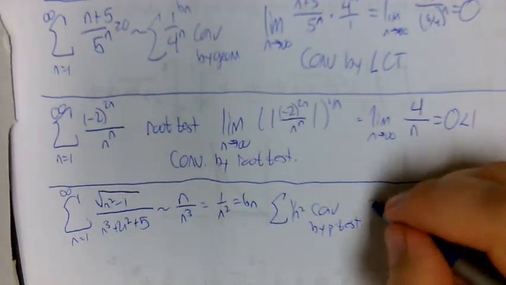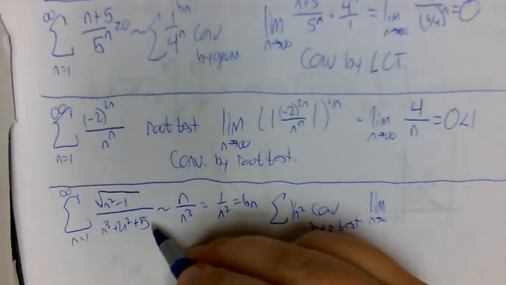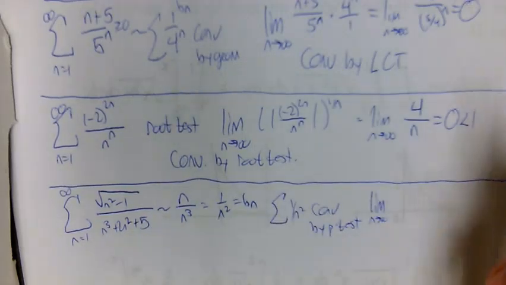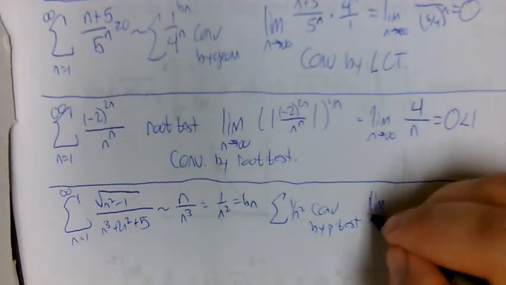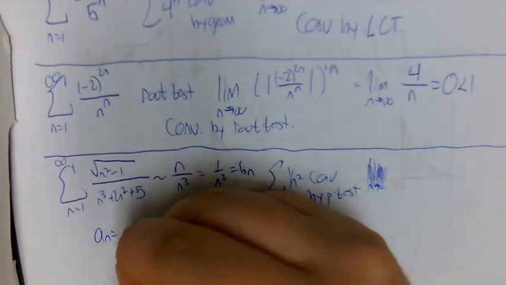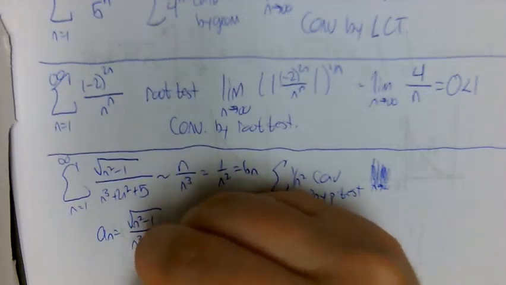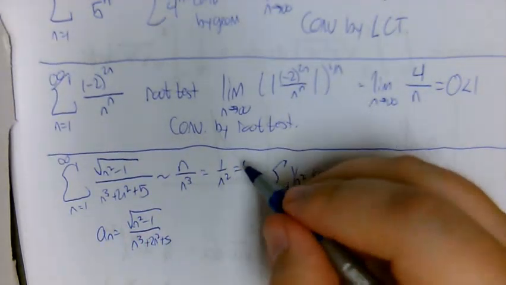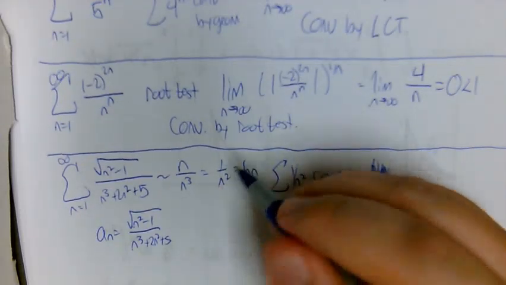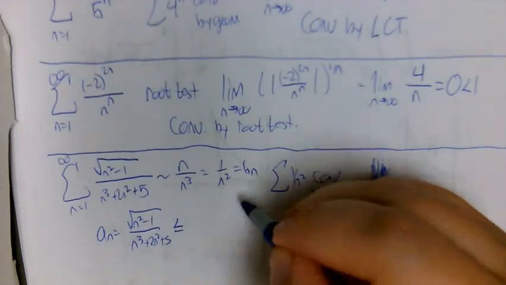Let's do a good old limit comparison here. I think this one we could have done direct comparison as well. Actually, let's do direct comparison just for a change of scene here. We've done limit comparison a lot. So my an is the square root of n squared minus 1 over n cubed plus 2n squared plus 5. Now remember, if I want to show something converges, I need to show that it's smaller than something else that converges. So every step I want to make this bigger, so I can keep getting bigger until I get up to here.